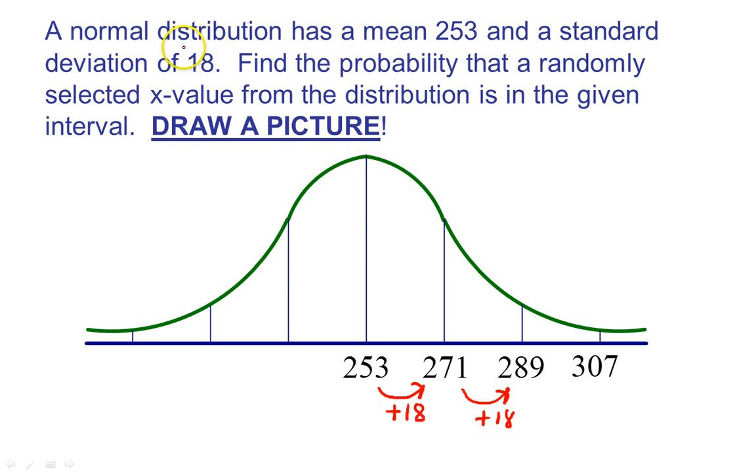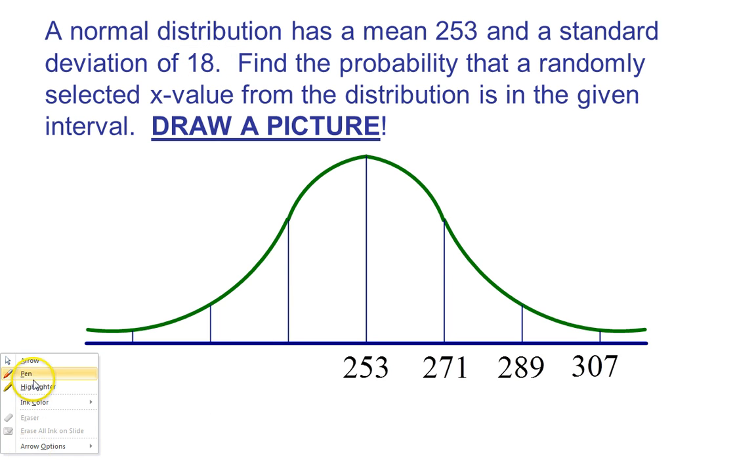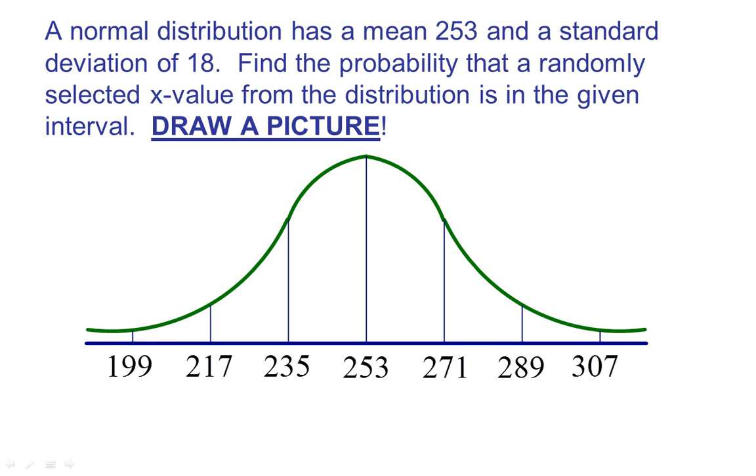Alright, because that is the standard deviation. Now let me just erase that for a second. Okay. Now, if I want to go in the opposite direction to the left, these numbers should be getting less and less, but again, it's the standard deviation. So I will subtract 18 a couple of times. So that'll give me 235, 217, and 199.